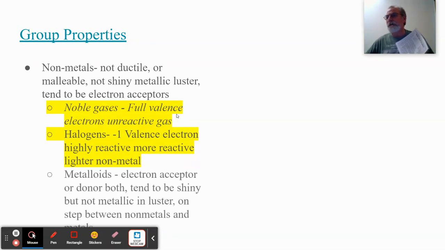Okay. Metalloids, those are the ones that kind of go both directions, can act like a metal, can act like a non-metal. They're brittle. They are also really important for electronics.